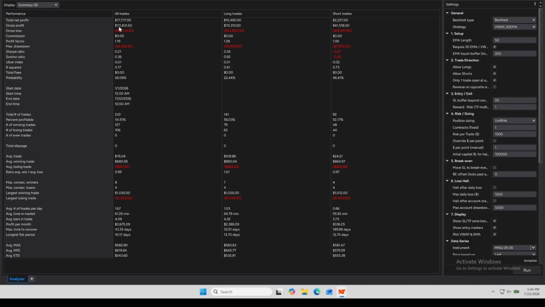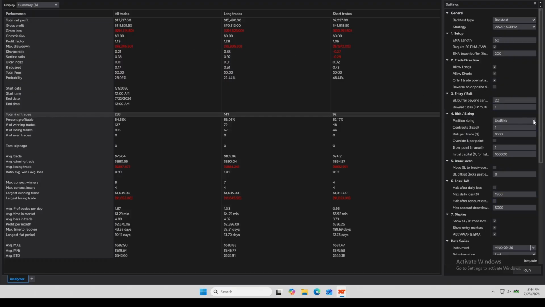Actually, it's not that bad. It's actually not that bad. If you're risking 1,000 for 233 trades, honestly, it's not that bad. That's actually pretty good. I would prefer the profit factor to be a little higher, but it is not bad at all.